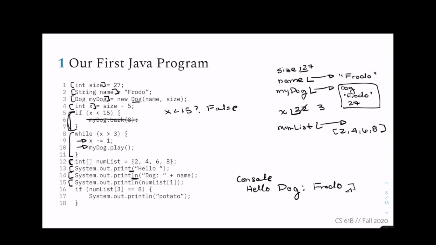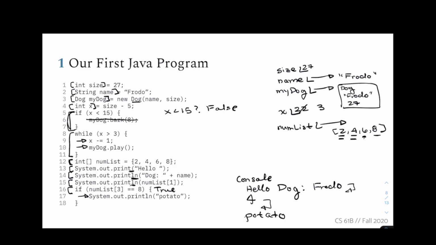So here we have System.out.println numList[1]. So we go back to our array and figure out, okay, the 0th item is 2, so the first item is 4, and we print that out. And again, we have println, so we hit enter afterward. And then we have if numList[3] equals 8, something happens. So again, we'll go back to our array. The 0th item is 2, the first item is 4, the second item is 6, and the third item is 8. So this evaluates as true, which causes our computer to print out what it says in the next line, which is potato.